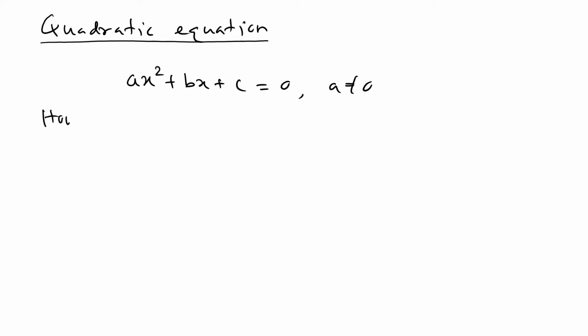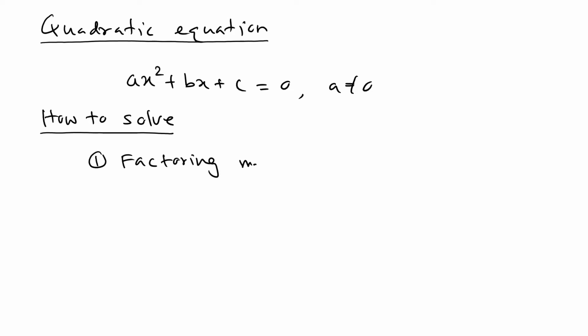We talked about four methods. The first one, and the most common one, is the factoring method. For example, if you have a problem like x² − 3x − 28 = 0, this is a kind of problem that is easy to factor, so we go for the factoring method. If it is easy to factor, go for the factoring method.